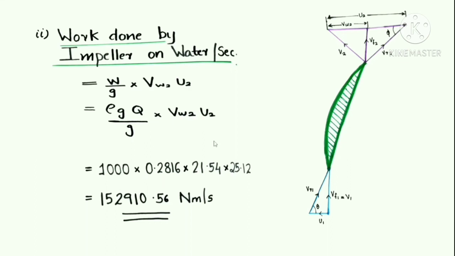Now coming back to the question, we know the values of rho g Q by g into Vw2 into U2. So putting the values, g and g cancel. So 1000 into 0.2826 into 21.54 into 25.12. We get the value as 1,52,910.56 Newton meter per second. So in order to find the work done by impeller on water per second, we know the equation and we should substitute the values into the equation.